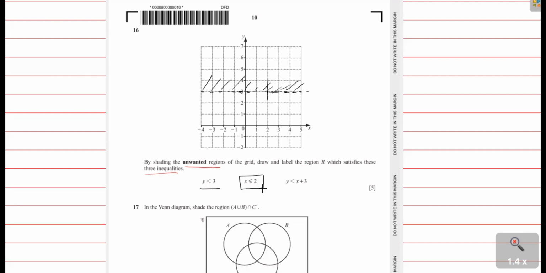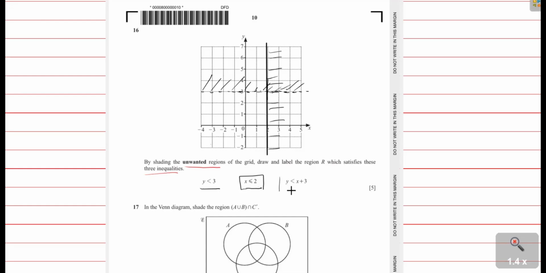Next inequality, x is less than or equal to 2. For this inequality, we have to draw a line parallel to the y-axis that passes through the x-axis at 2, x equal to 2. And this is the line x equal to 2, and the region on the left side would be x is less than 2, and the region on the right side would be x is greater than 2. So the unwanted region we will shade, therefore the right side we will shade.